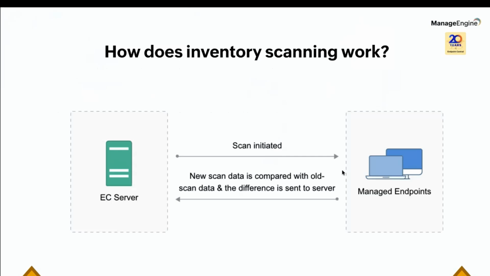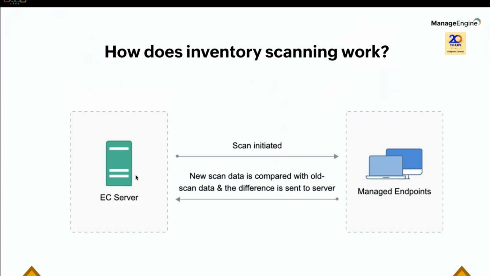Let's see how inventory scanning works. Typically, Endpoint Central is an agent and client server model, right? So we need to deploy the agents onto the targeted machines. Initially, the server will initiate the scan from the agent machines. The agent will capture the entire data, and the data will be populated to the Endpoint Central server, right? At first, it will be a full scan. And the next scan will be a subsequent scan. We call it a differential scan. So the new data will be compared with the existing data, and only the difference will be sent to the Endpoint Central server.